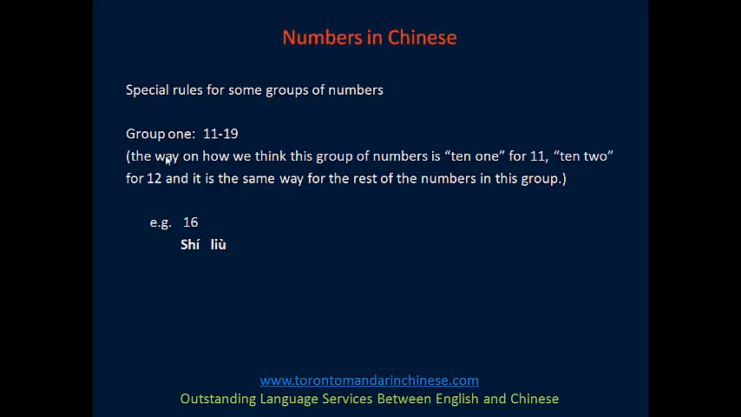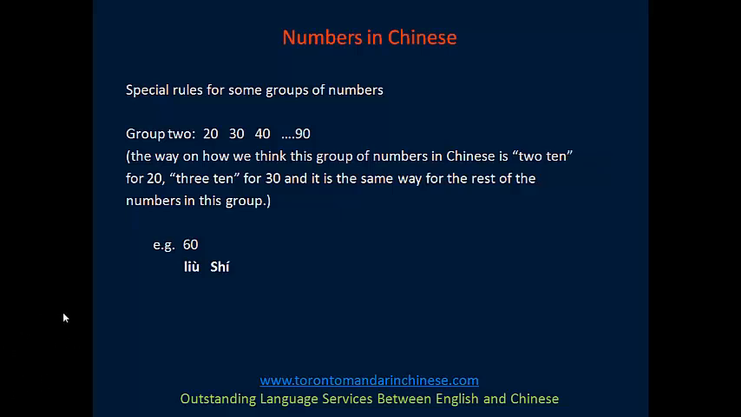Now let's have a look at some special rules for some groups of numbers in Chinese. Group 1, 11 to 19. Actually, the way on how we think this group of numbers is 10, 1 for 11, 10, 2 for 12, and it's the same way for the rest of the numbers in this group. For example, 16. In Chinese we say 10, 6.